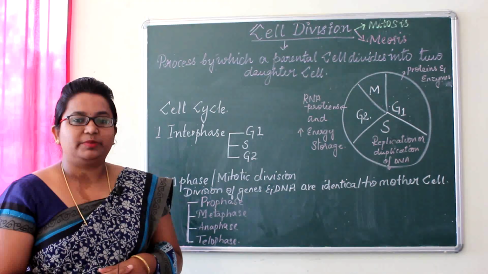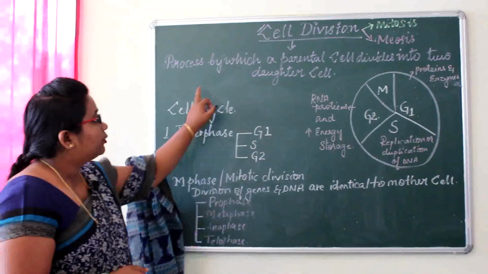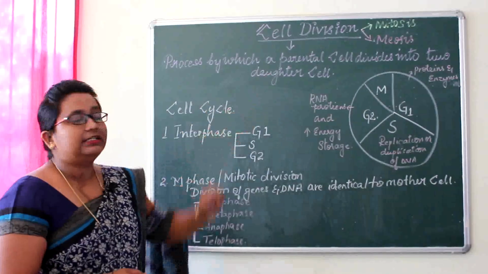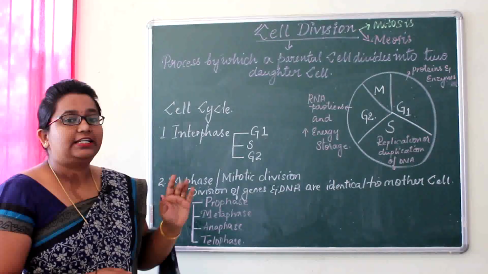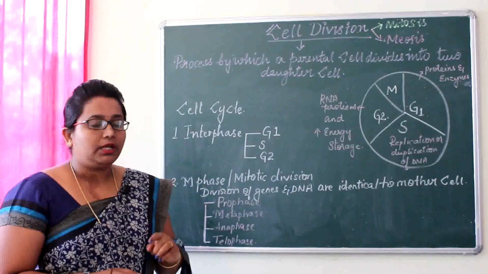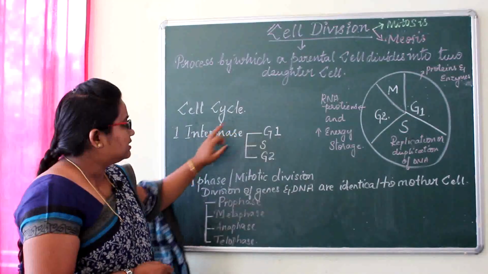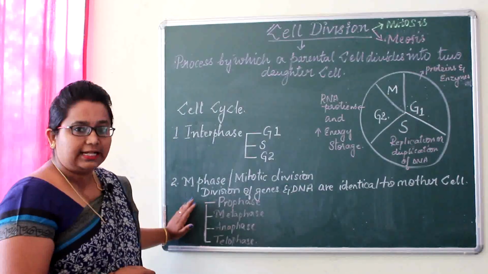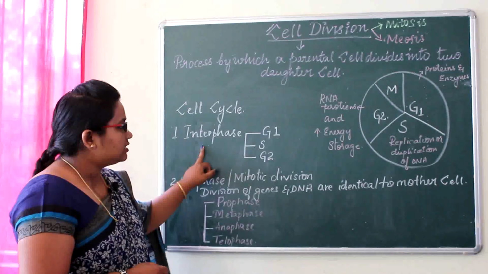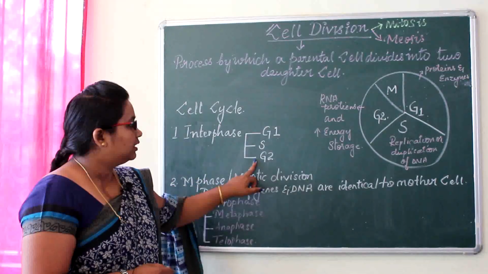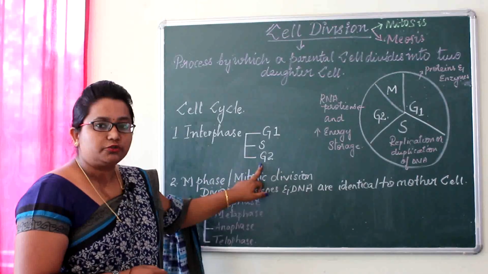Hello everyone, today we will be studying the topic called cell division. The definition is, it is a process by which a parental cell divides into two daughter cells. To study cell division, it is just like a cyclic form, and that cyclic form is called the cell cycle. Under the cell cycle, we have two phases, that is interphase and M phase. Under interphase, we have three phases, that is G1 phase, S phase and G2 phase.